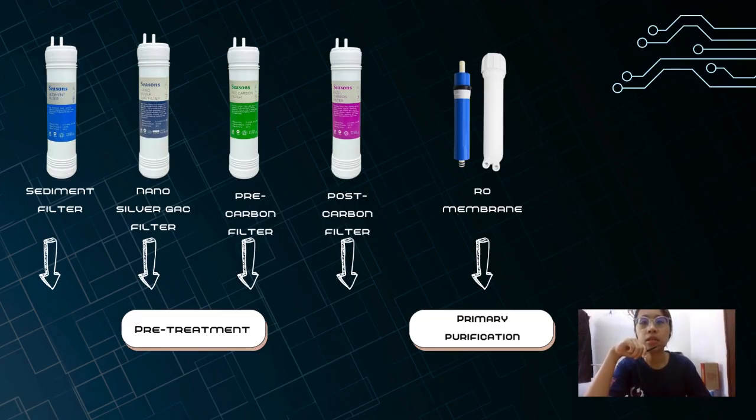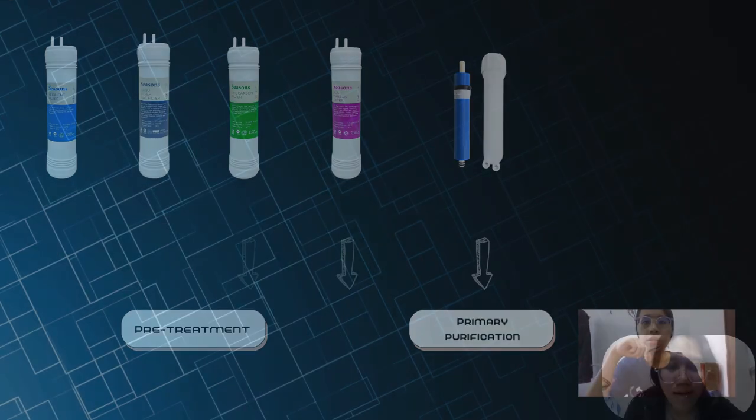At the pre-treatment, we use the sediment filter to filter out the large particles. The nano-civil GAC filter actually has a similar function to both the pre-carbon and the post-carbon. The carbon filter is used to remove the odors of the water, or what we know as the bad taste of the water. When water is treated for use in our daily life, it includes chlorine and fluorine, so the function of the carbon filter is to remove all of these chemicals. After this, we enter the primary purification, where we use the RO membrane to filter the water.